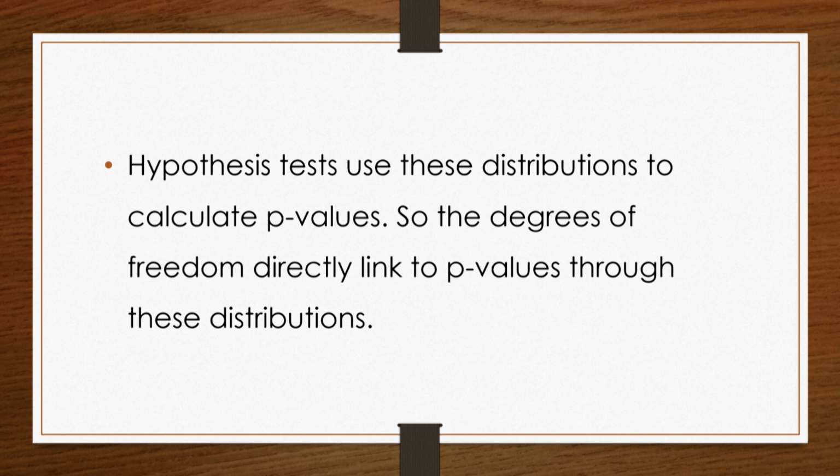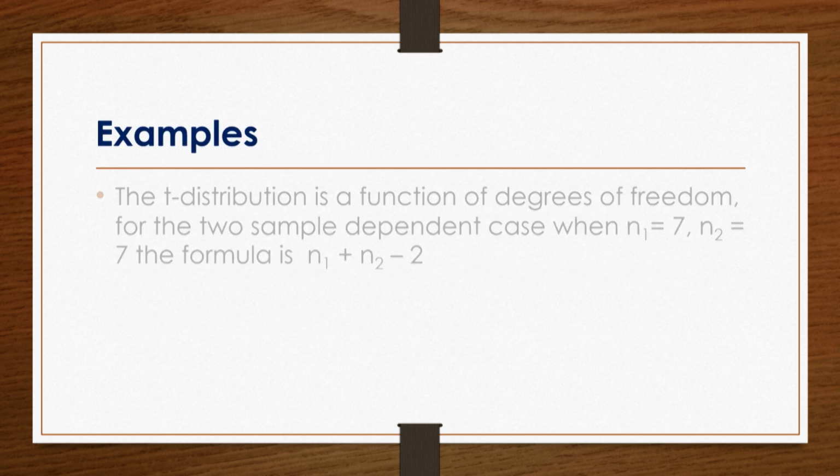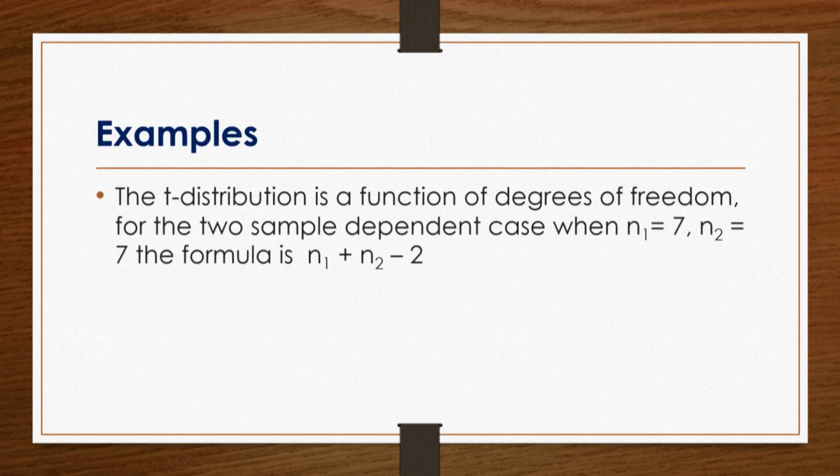Hypothesis tests use these distributions to calculate p-values, so the degrees of freedom are directly linked to the p-values through these distributions. Example. The t-distribution is a function of degrees of freedom for the two-sample dependent case concerned. When n1 equals 7 and n2 equals 7, the formula is n1 plus n2 minus 2. So we have 7 plus 7 minus 2, that is equal to 12.